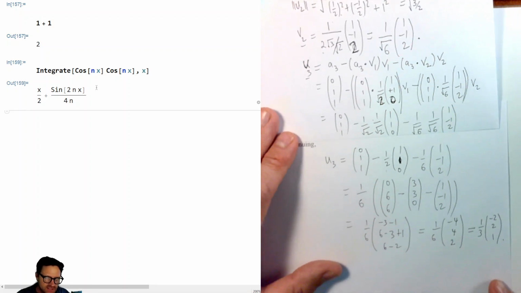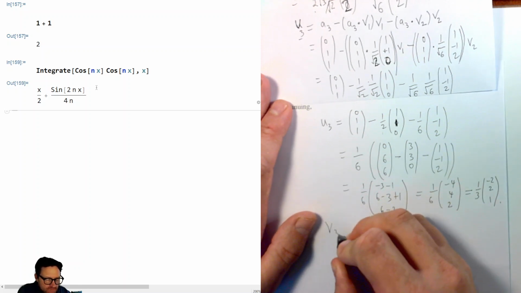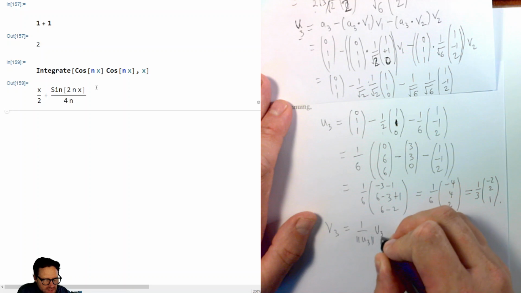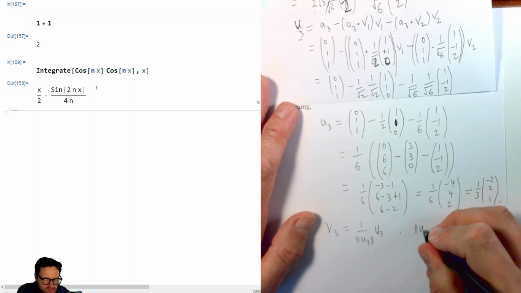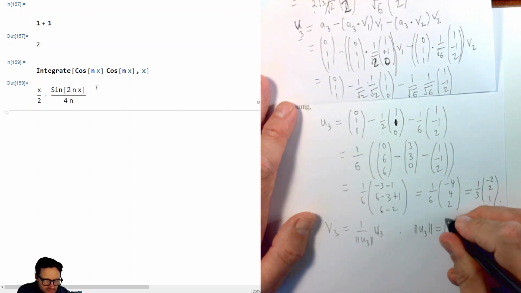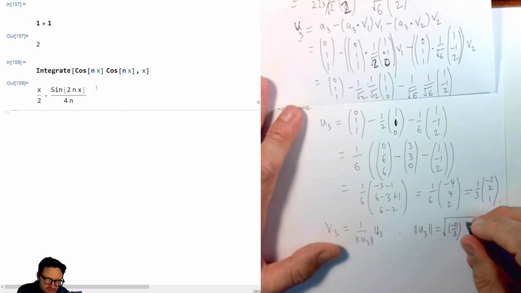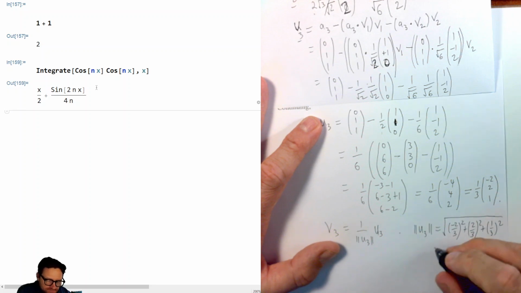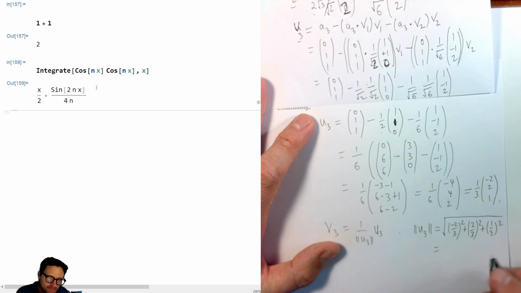Okay, fantastic. So the last thing to do would be to construct V3. So it's 1 on the norm of U3 times U3. So we need the norm of this vector. So the norm of U3 is the square root of the sum of the squares of the entries. So minus 2/3 squared plus 2/3 squared plus 1/3 squared. So expanding that, we have 4 plus 4 plus 1 is 9.